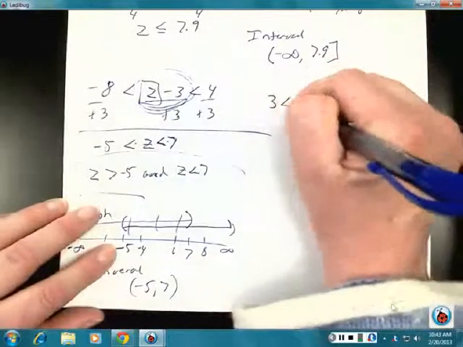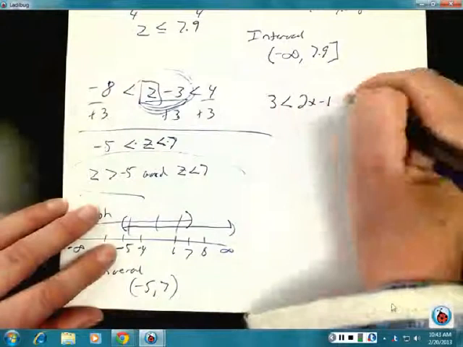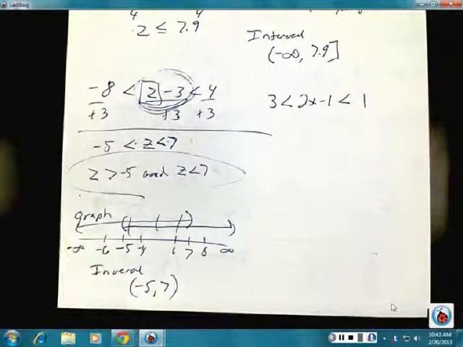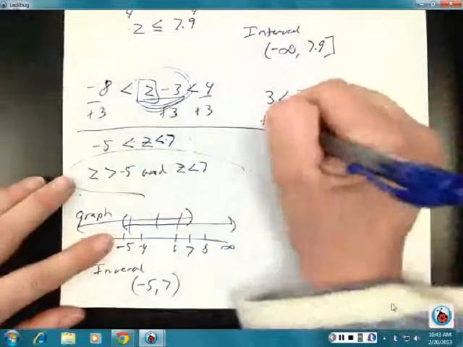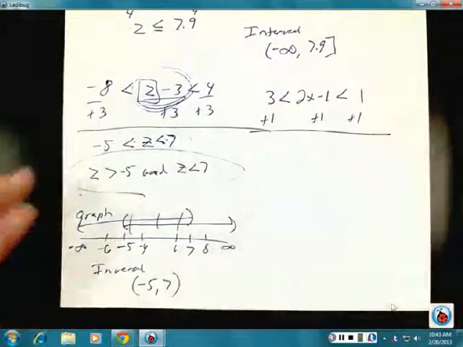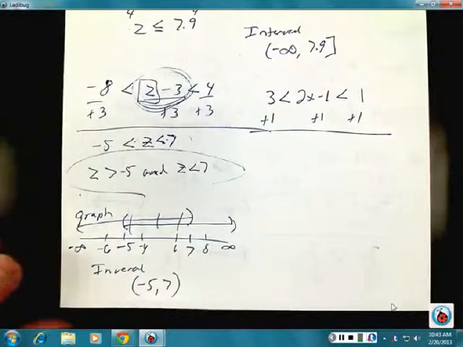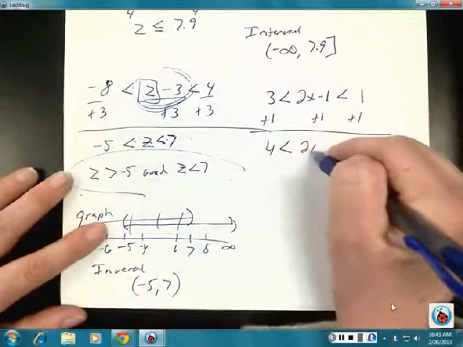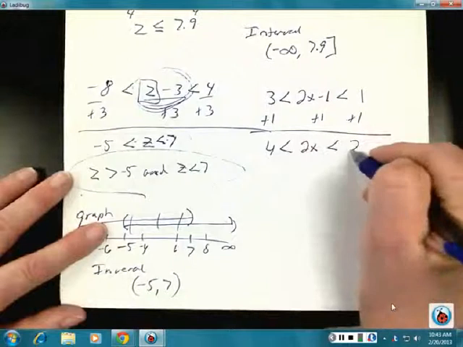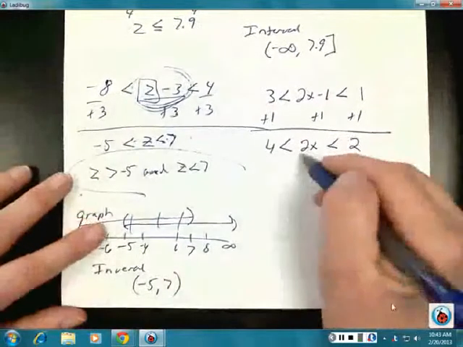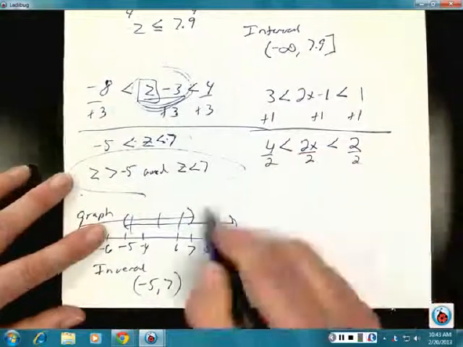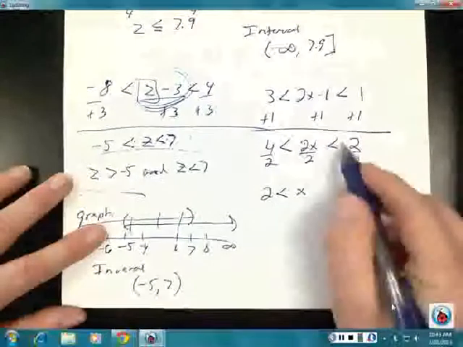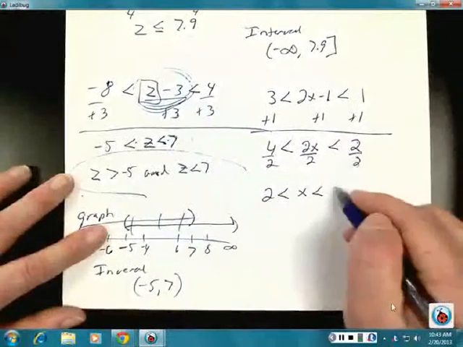3 is less than 2x minus 1 is less than 1. So we're going to add 1 to all sides. Okay, so if we add 1 to all sides, we're doing good? Yes. It's going to be 4 less than 2x less than 2. Now divide both sides by 2. Simple. 4 divided by 2 is 2. 2x divided by 2 is x. And 2 divided by 2 is 1.